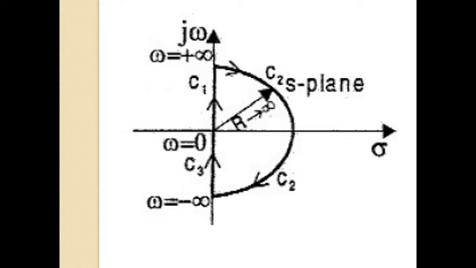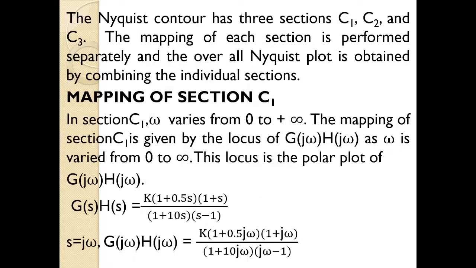Let us move forward. Okay, so let us start with the mapping of section C1. Write it down. We know in section C1, omega varies from 0 to plus infinity. So first of all, let us consider G(s)H(s). It is K into (1 plus 0.5s) into (1 plus s) by (1 plus 10s) into (s minus 1).